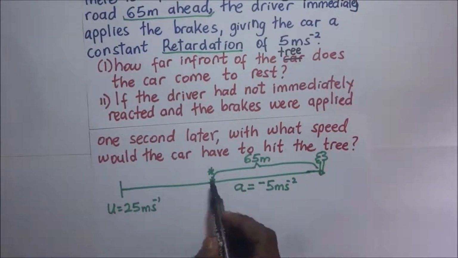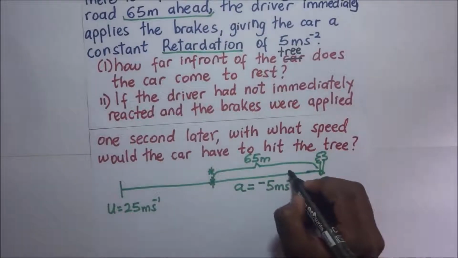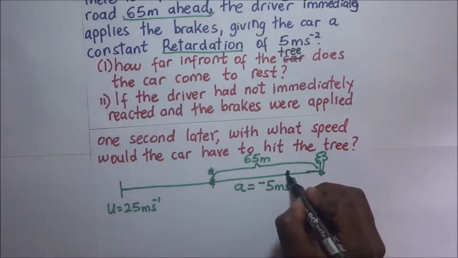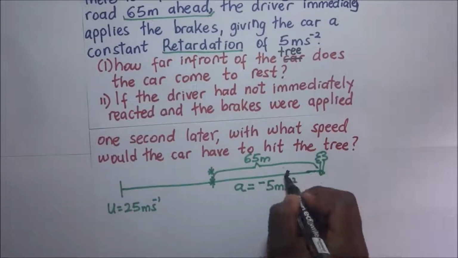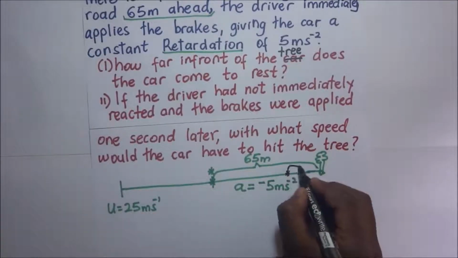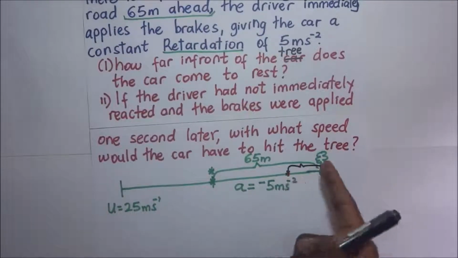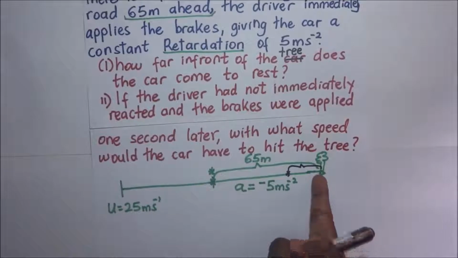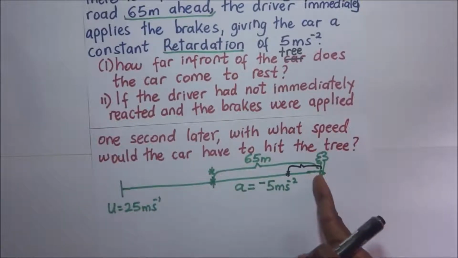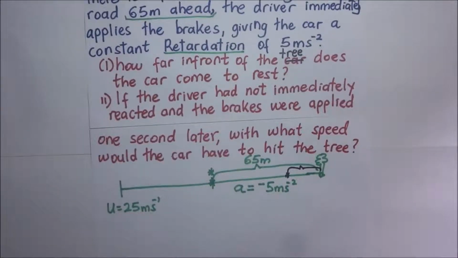So let's say he applies his brakes up to a certain point there, and it is at that point that he eventually comes to rest. The question is asking, when he comes to rest, what is this remaining distance? How far in front of the tree does the car come to rest? So we're supposed to find the distance he covered.